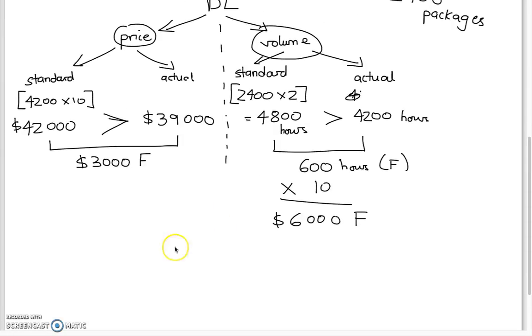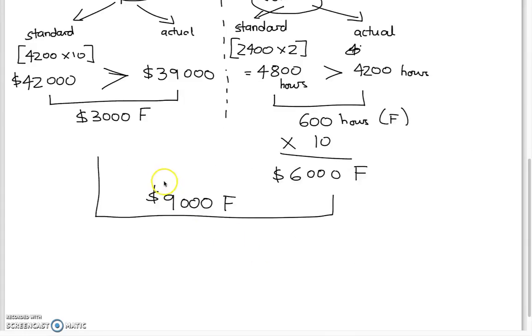The same thing for direct labor. I'm going to compare these two. So that's $3,000 favorable, think of it as plus 3,000, and $6,000 favorable, plus 6,000. Add the two together, that's $9,000 favorable. Excellent. So overall, both turn out to be favorable, and that's a good sign because your current supplier is a good guy. He's giving you a good deal.